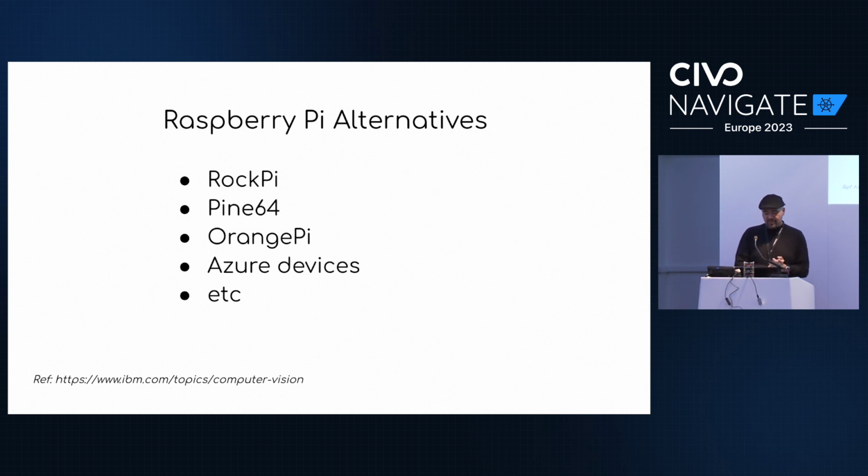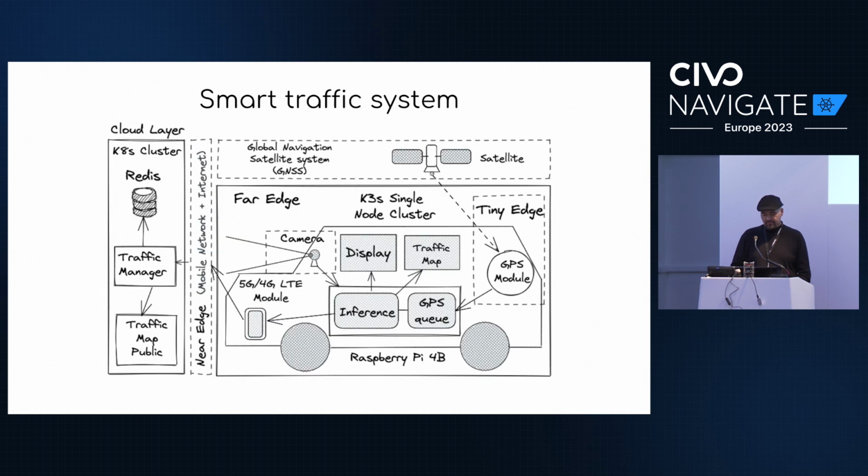Some alternatives, because of the pandemic, the Raspberry Pi was pretty expensive. Right now, I think it has the correct value, but there are some other alternatives like the Rock Pi, Pine 64, Orange Pi. There are some production-ready devices for Azure, and I think that Azure has a pretty awesome cloud platform for edge devices and IoT and that kind of stuff, so it could be really nice to look at on the internet.